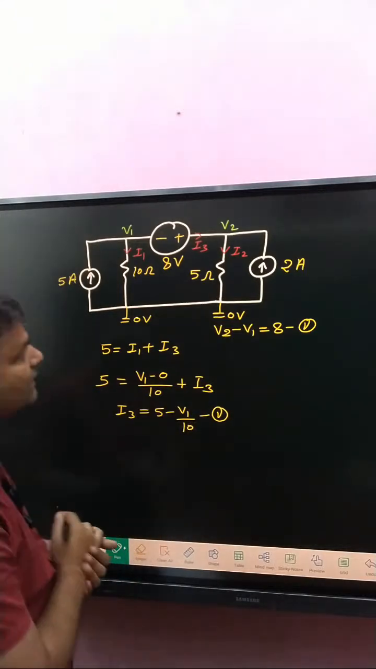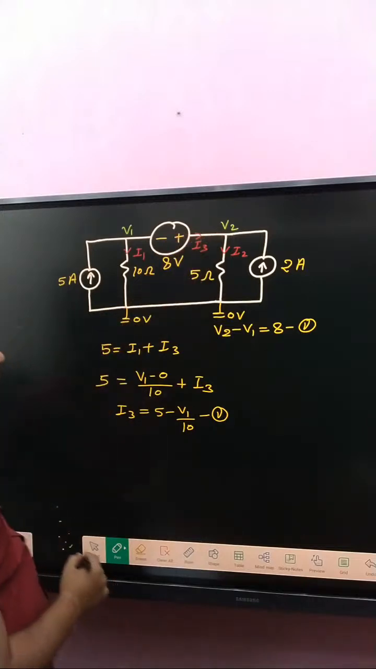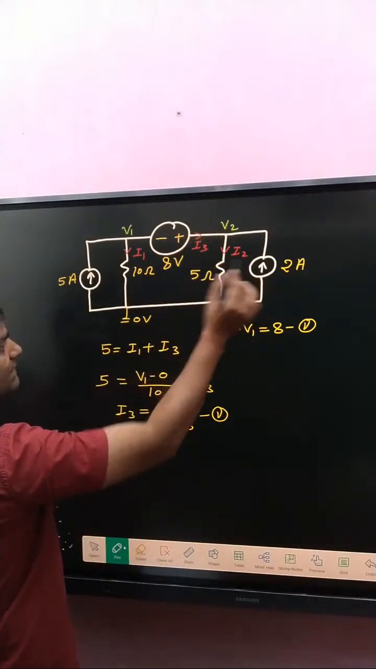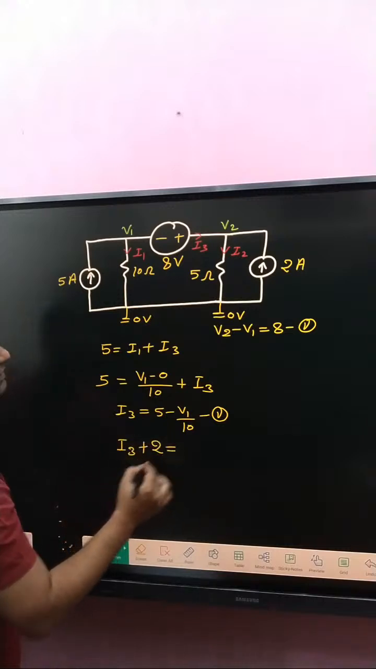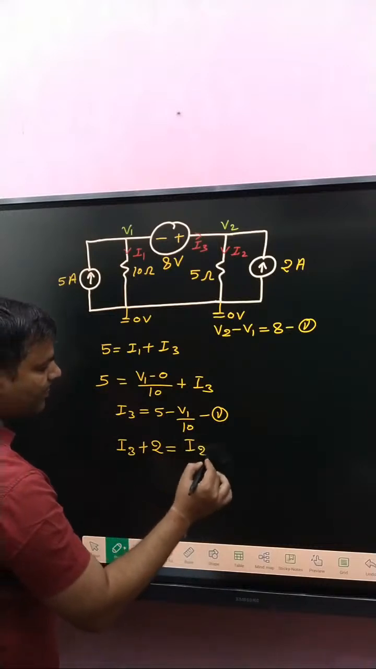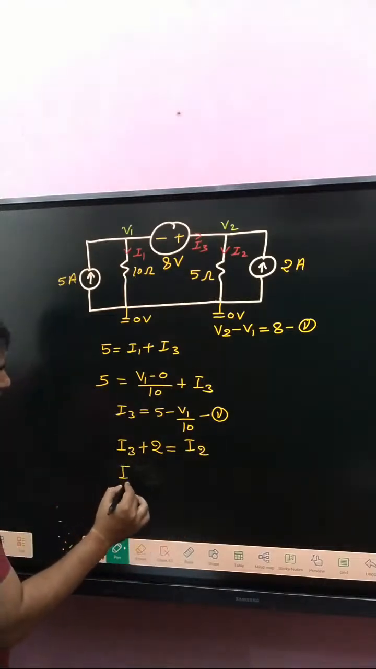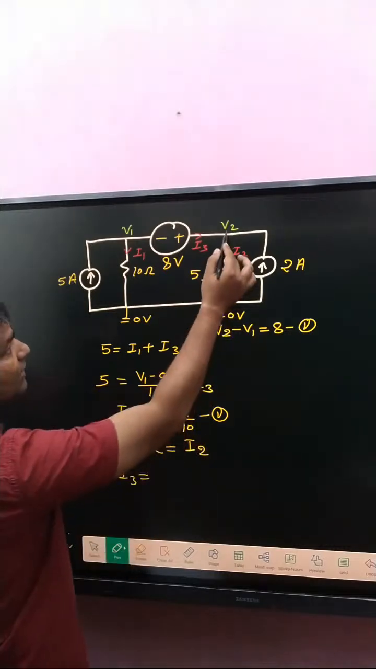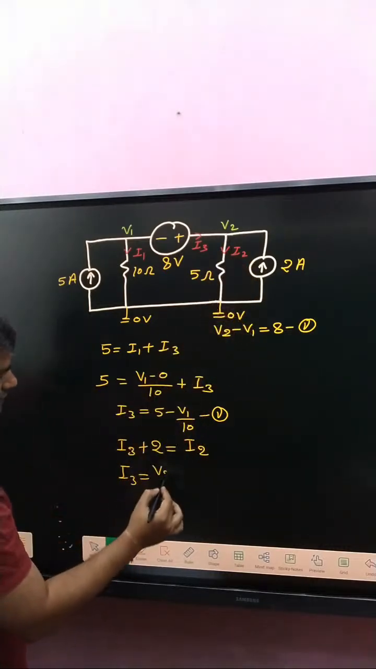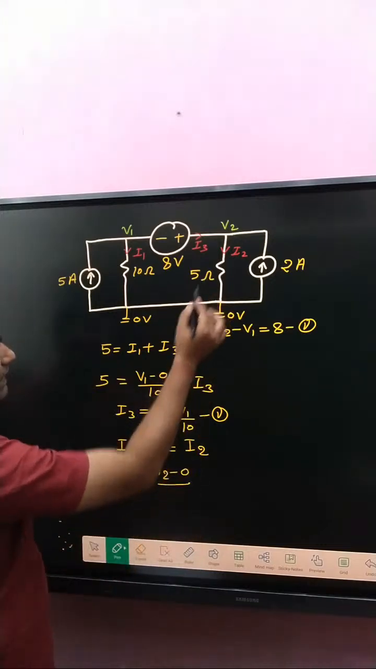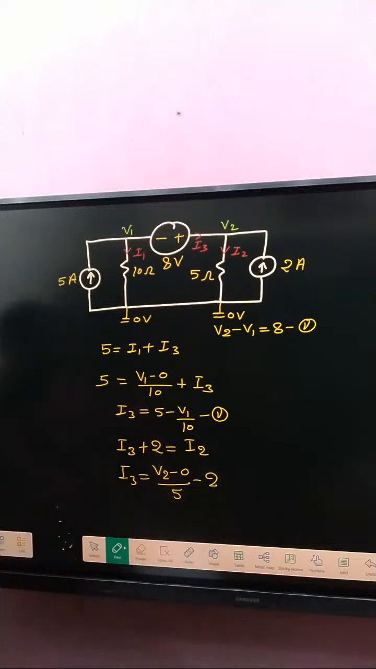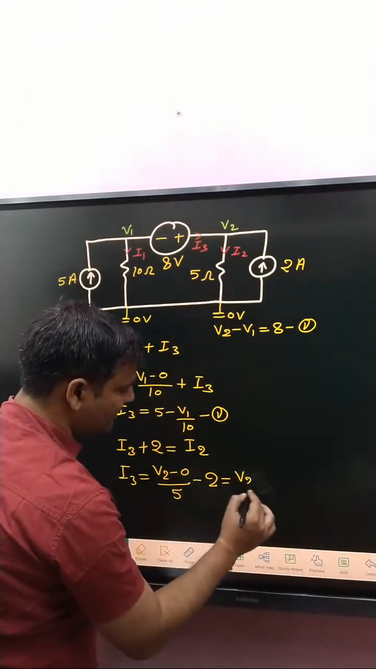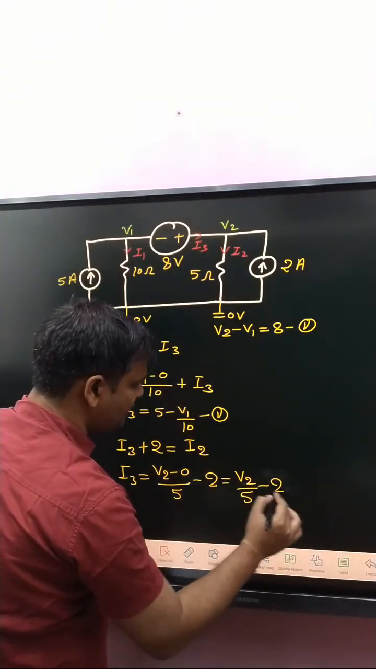Now next target, apply KCL at that node. Incoming current at that node is I3 plus 2 ampere. I3 plus 2, this is equal to how much? I2. And what about I2? I2 is V2 minus 0 divided by 5, and this one is going out, so V2 by 5 minus 2.